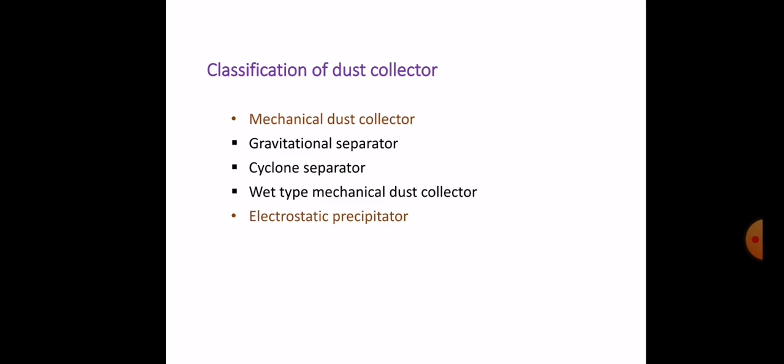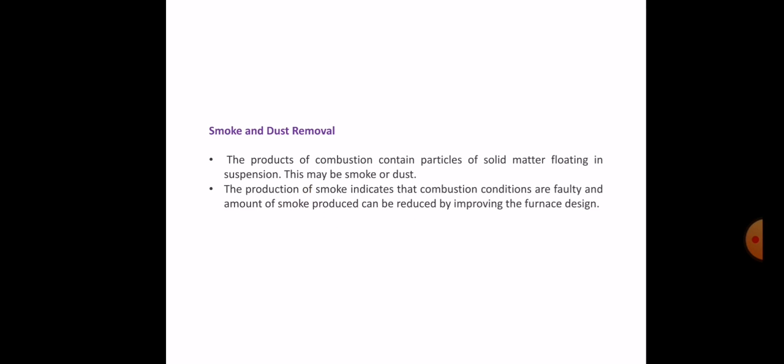So the classification of dust collectors includes the mechanical dust collector, in which there are the gravitational separator, cyclone separator, and wet type mechanical dust collector, and the electrostatic precipitator. Over here you can see the first one, smoke and dust removal. The products of combustion contain particles of solid matter floating in suspension. This may be smoke or dust. I already talked about combustion; after combustion we get such dust and smoke.